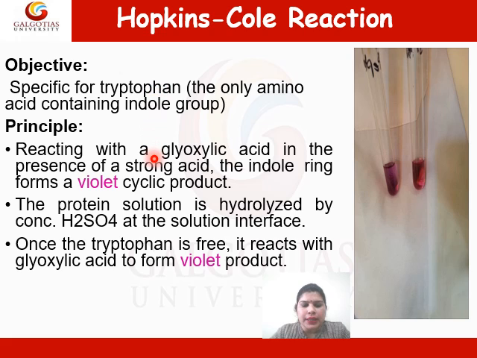Principle: the amino acid reacts with glyoxylic acid in the presence of strong acid. The indole ring forms a violet cyclic product. The protein solution is hydrolyzed in the concentrated sulfuric acid at the solution interface. Once the tryptophan is free, it reacts with glyoxylic acid to form violet complex product. So this test is particularly used for indole containing amino acid.